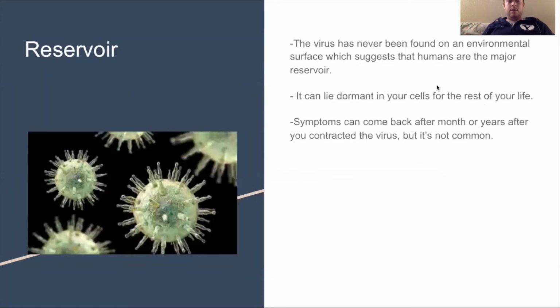Reservoir. Humans are the major reservoir for the Epstein-Barr virus. Once you're infected with the Epstein-Barr virus, it never goes away. This means that the virus can lie dormant in your cells for the rest of your life. Since it can lie dormant in your cells, this also means the symptoms can come back months or even years after you've contracted the virus.